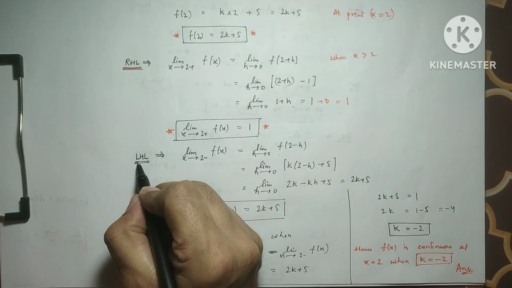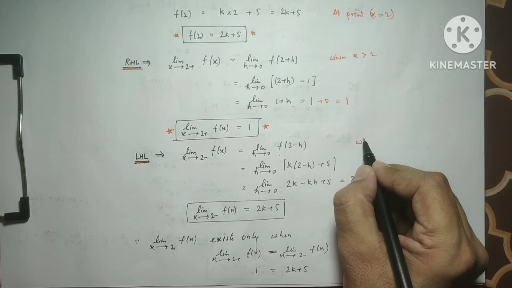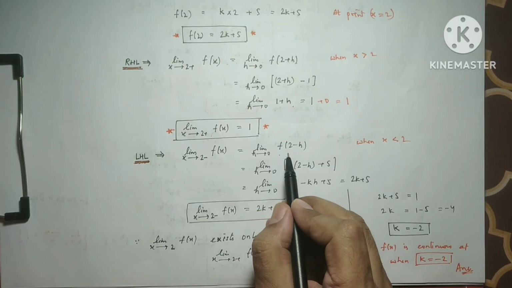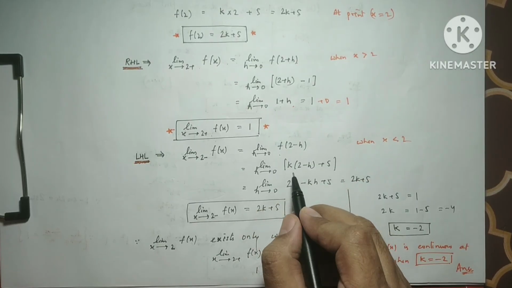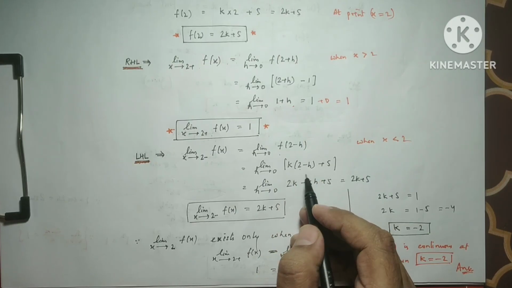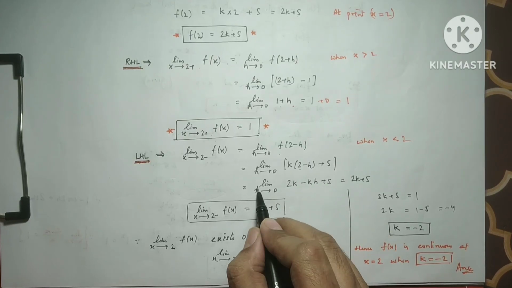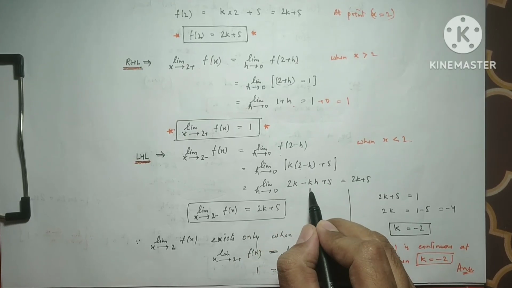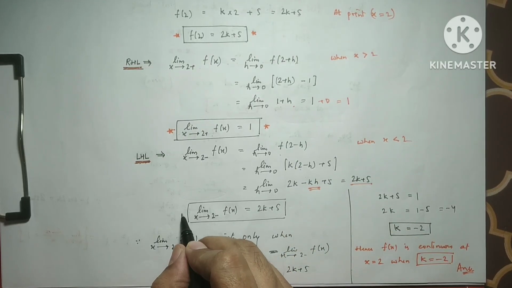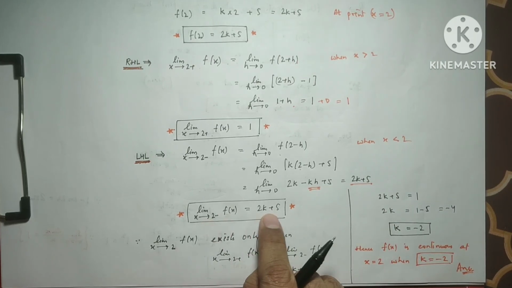Now we go for the left hand limit, when x is less than 2. Again we use the definition in which x is less than 2, that is kx plus 5. So we put x as 2 minus h right now. So it is 2k minus kh plus 5. When we apply h equals 0, this term becomes 0, and we get 2k plus 5. So the function at x less than 2 gives the value 2k plus 5.